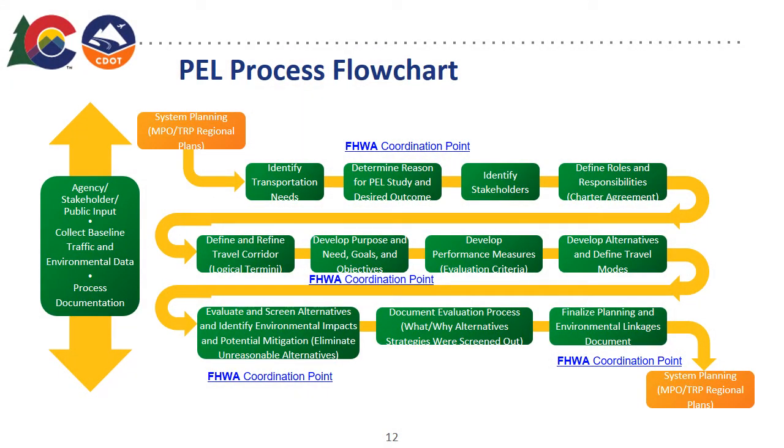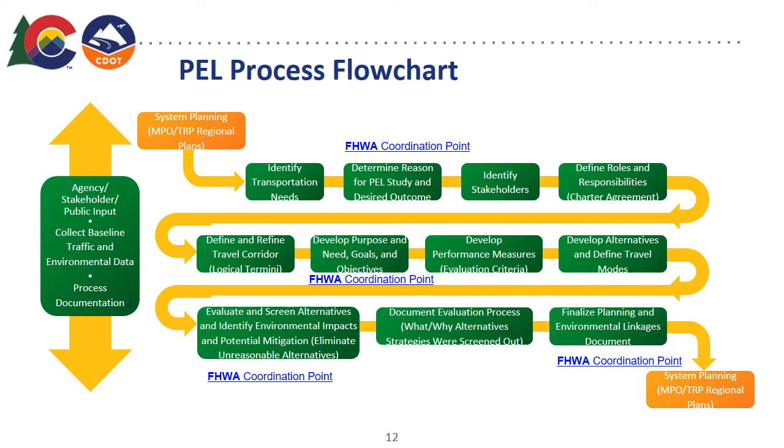We also created this process flowchart that explains all the steps in a large PEL project. And by no means do all PELs need to follow this flowchart. Some PEL projects can pick and choose different aspects of this flowchart, like identifying stakeholders and then coming up with a purpose and need, and that's it. Again, flexibility is the key in a PEL. However, if you are using this full PEL process that this flowchart lays out, FHWA coordination is a must.